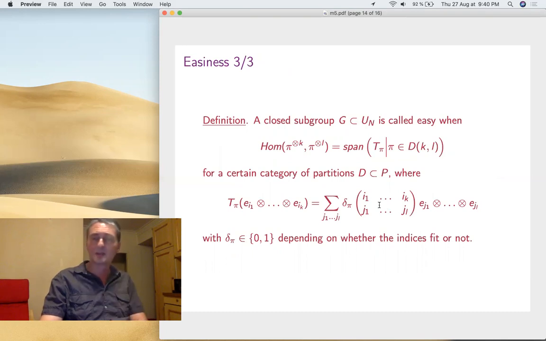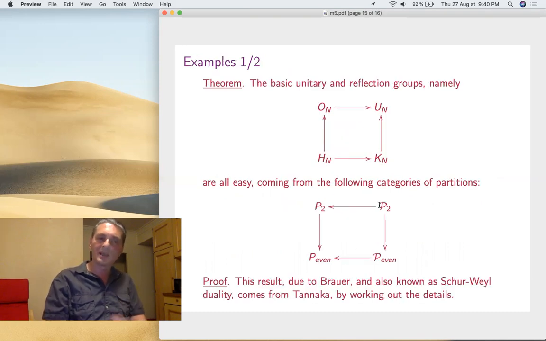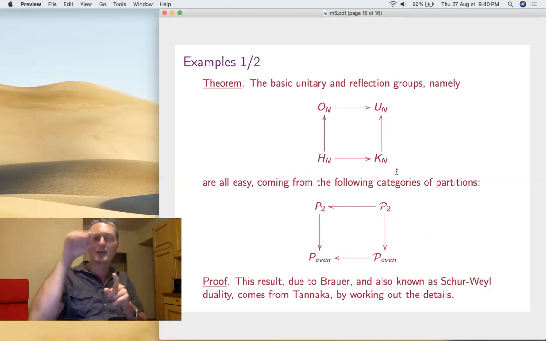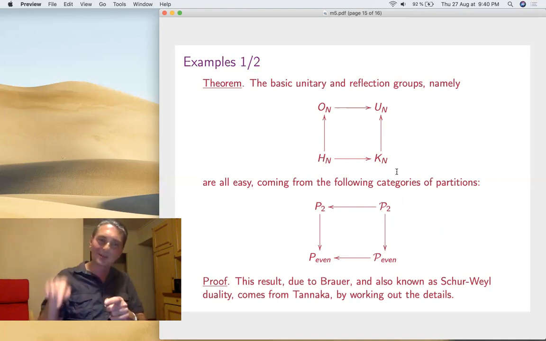Let me show you right away some examples to see how it works. This is Brauer's theorem. ON and UN are easy, and also the reflection groups H and K are easy. The categories are the pairings for ON, matching pairings for UN, meaning white has to connect to white or black to black, or horizontally white to black. And for the reflections, you get partitions with even blocks and matching with even blocks. So this is Brauer, also known as Schur-Weyl, Tannaka, all this. So this is very interesting.